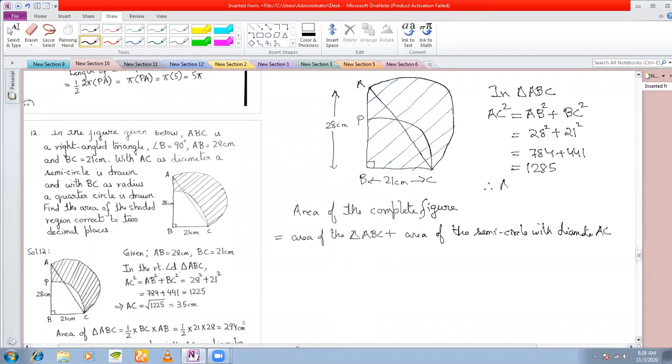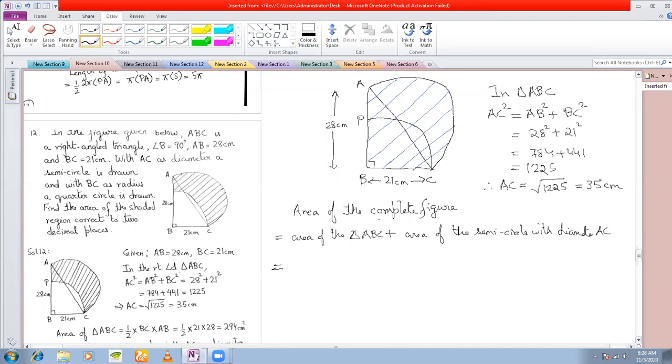So therefore, what is AC? The length of the diameter, square root of 1225, which comes out to be 35 centimeter. So the diameter of this semicircle AC is 35 centimeters. Okay, so what should be the radius? Radius should be half of the diameter, 35 by 2. Okay, so let us calculate here.